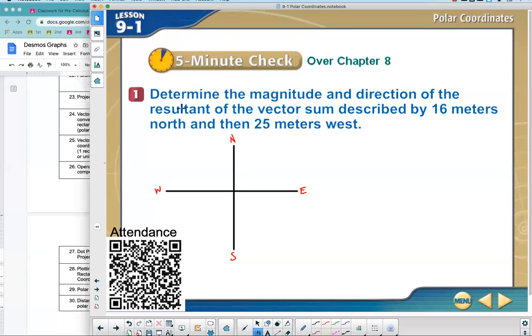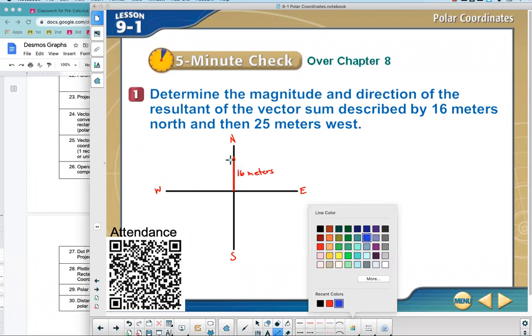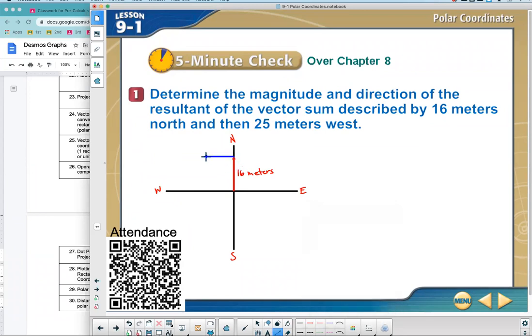This says there's going to be a resultant, which means it's going to have two or more vectors. The first one is 16 meters north. They could have said due north. Due north just means it goes perfectly straight towards the north. So here, this is 16 meters due north. And then it's described as going 25 meters to the west.